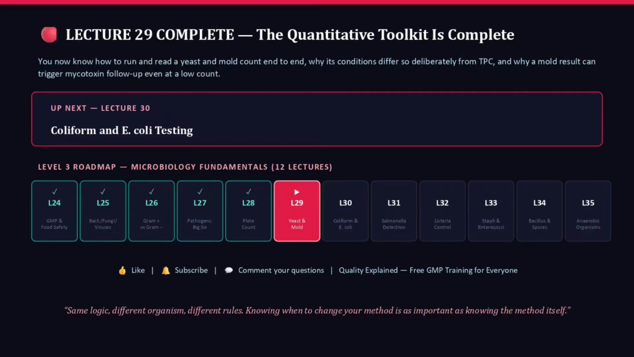Up next is Lecture 30, Coliform and E. coli testing. That lecture shifts us toward indicator organisms, a slightly different logic than either of the last two lectures, where the organism you count is standing in for a broader hygiene or contamination signal rather than being the direct concern itself. Take a look at the roadmap on this slide. Lectures 24 through 28 are done. We are wrapping up Lecture 29 right now, and 6 more lectures remain in this level.